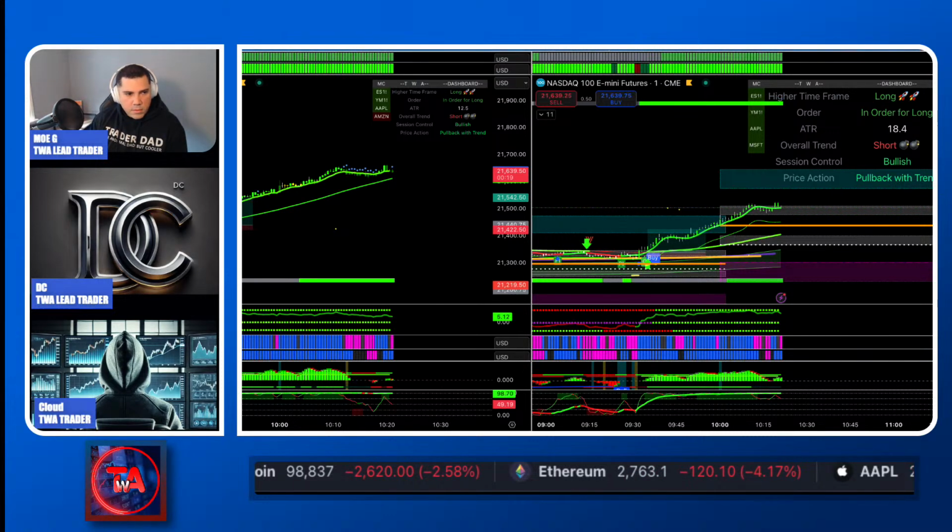I'm done for the day, you guys. I'm done. I'm sorry, not done. These 2 micros are left, but I'm not taking any more entries at all. I'm flat on that last mini, by the way. I'm flat now.